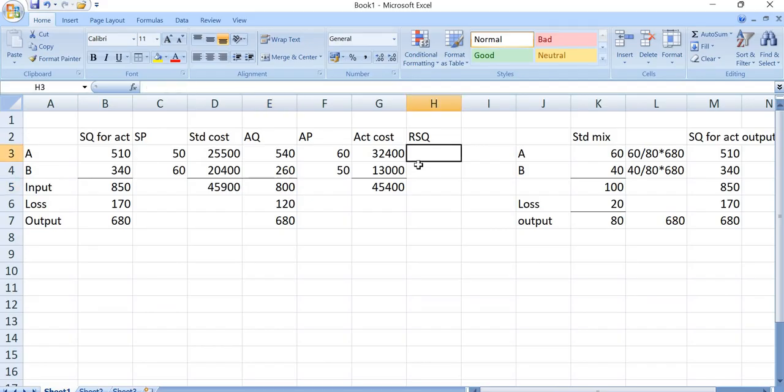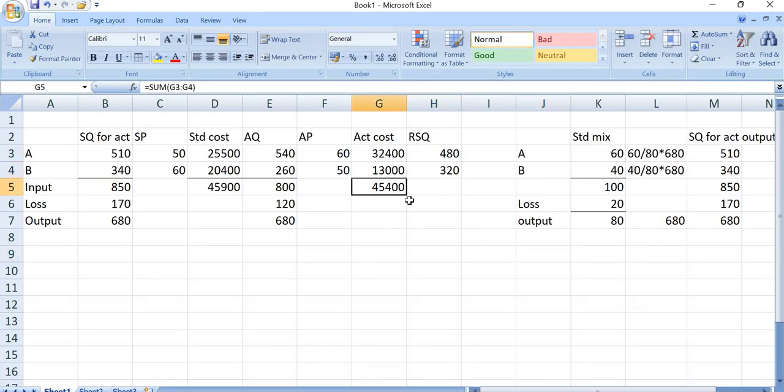So how will we be calculating it? My standard quantity divided by standard input. So how we will be calculating my standard quantity of a particular raw material, say for example B. I'm using 340 kgs of standard quantity divided by my standard input, that is 850, into my actual input, that is 800. So I will be getting 320 kgs. Same way for A, I have calculated 510 divided by 850 into 800. So this is the formula for RSQ.